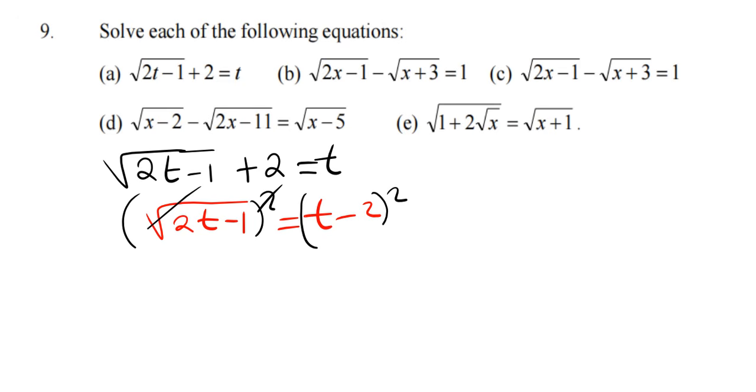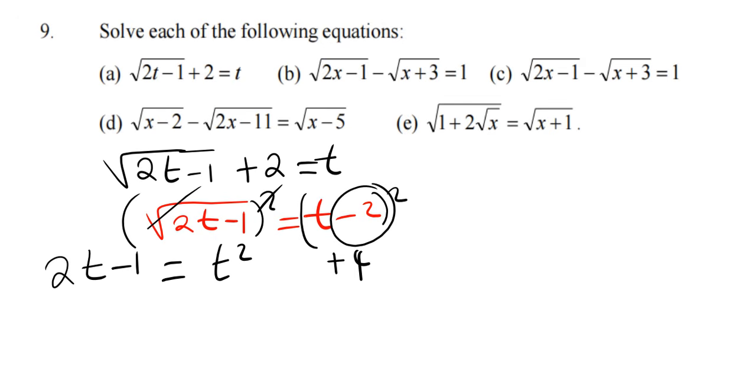The square and the root are going to cancel this side. I'm going to have 2t minus 1 is equal to, now this is a quadratic, so I'm going to first square t squared. I'm also going to square the negative 2. I'm going to have a positive 4. Then to find what we're supposed to put in the middle, I'm going to multiply 2 multiplied by t, that is 2t. That 2t multiplied by negative 2, I'm going to have a negative 4t.